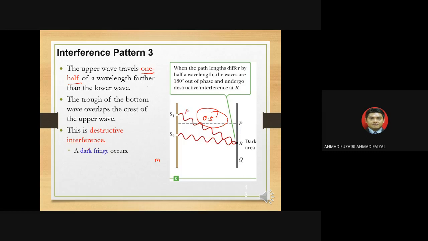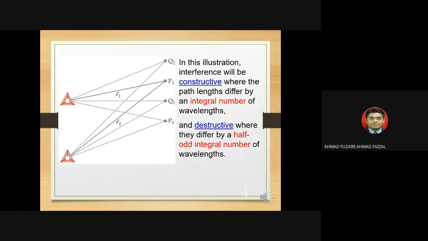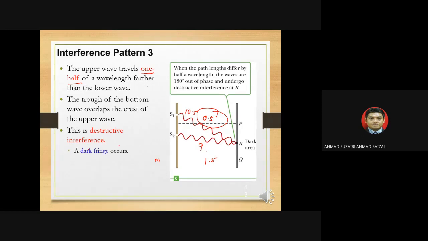Okay, so let's say this one is 10.5 and this one is 9. So you will get 1.5. Okay, so kalau dekat sini 10, kita akan dapat different dia 0.5. Doesn't matter, but it still has a 1.5 difference farther. Therefore, at point R, you will get destructive interference. And by looking at the screen, you will see a dark fringe. So the dark fringe is for destructive interference.